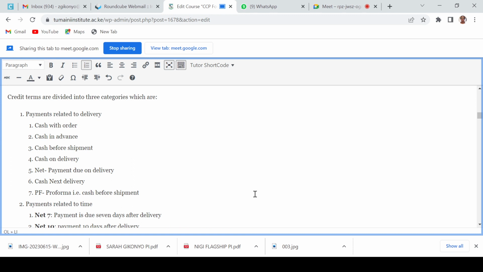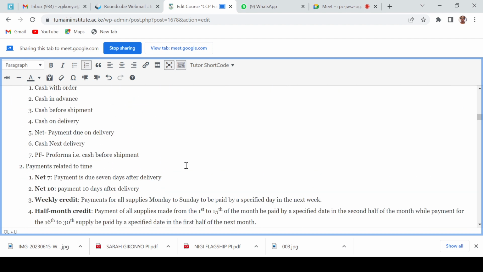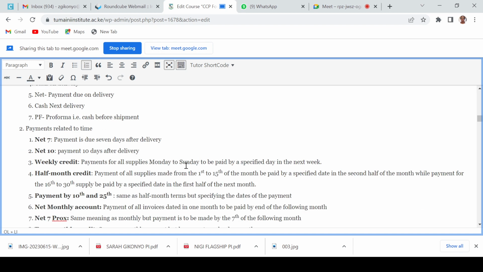One is cash with order, cash in advance, cash before shipment, cash on delivery, net payment due on delivery, cash next delivery, meaning leo umebeba, next time tukikuletea ulipe hiyo ya kwanza, alafu ubebe ingine. Kuna hiyo ingine pro forma, tutapata hizo zote. Those are terms you are likely to find that are common in trade credit. So utapata payments related to delivery. Hiyo ya pili, this one I don't need to explain. Before shipment, with shipment, on those ones you can understand.